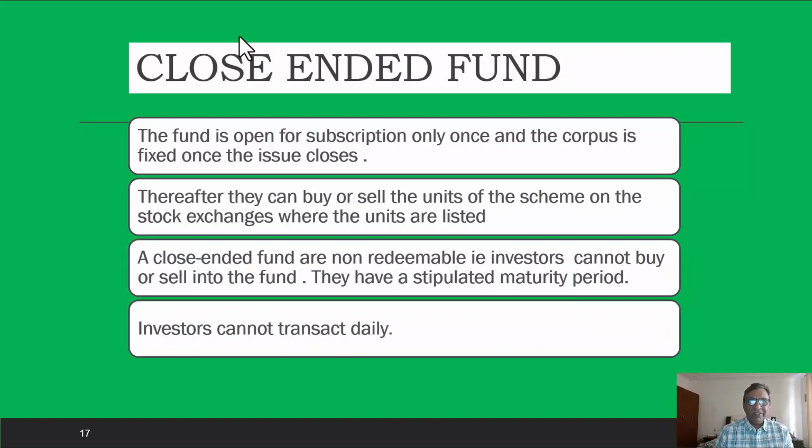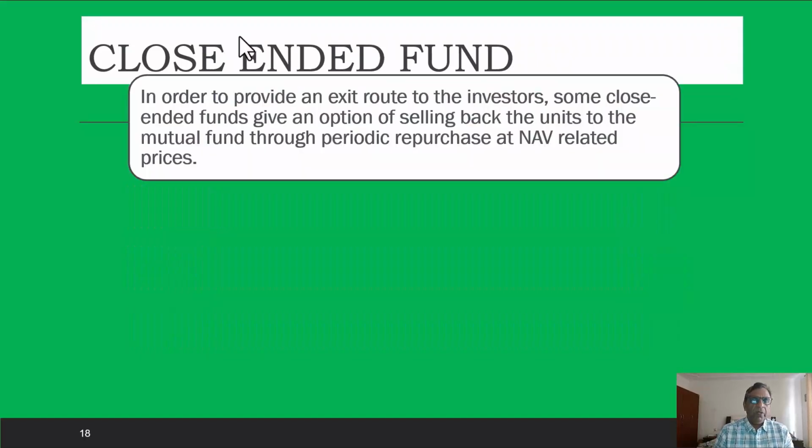Investors cannot transact daily. In order to provide an exit route to the investors, some close-ended funds give an option of selling back the units to the mutual fund through periodic repurchase at NAV-related prices. So there has to be an exit route provided by the fund manager. Generally the fund manager will open a window for a week or 10 days where investors, if they need money, can redeem these units.